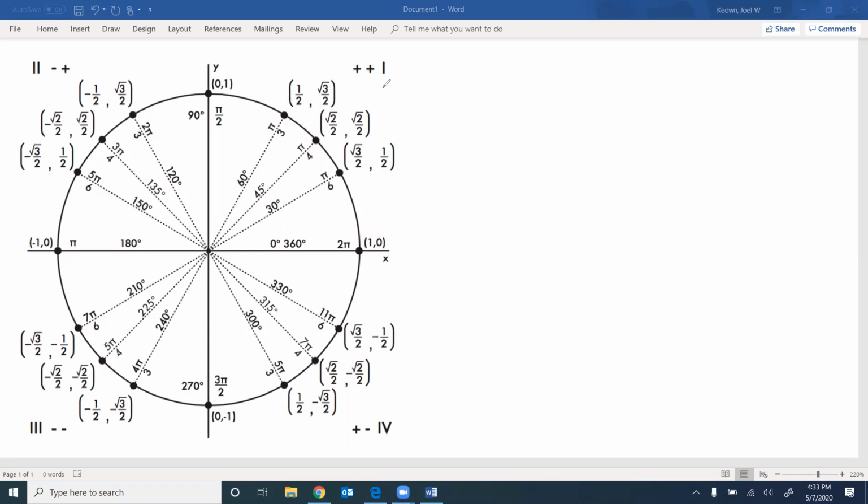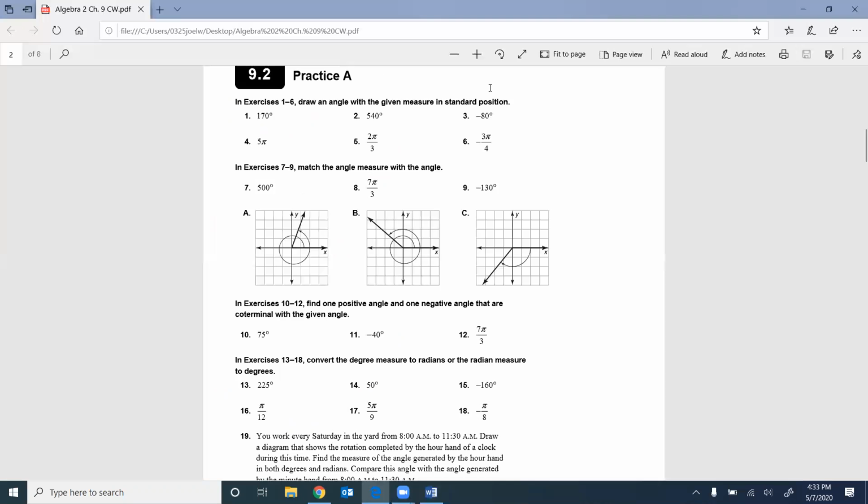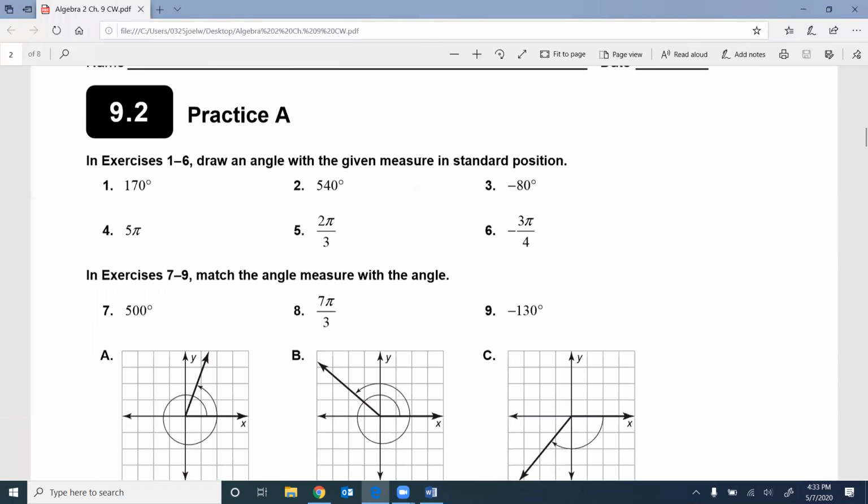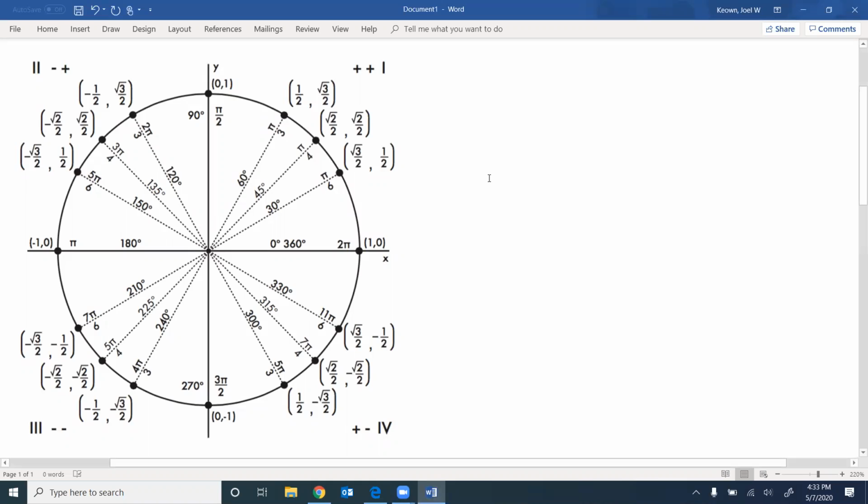All right, so with all that being said, now let's actually look at our problems. So we'll pull up the first problems. All right, let's see, zoom in a little bit. It says draw an angle with the given measure in standard position. All right, number 1 says 170 degrees. So I'm going to keep going back here. We're doing 170 degrees.